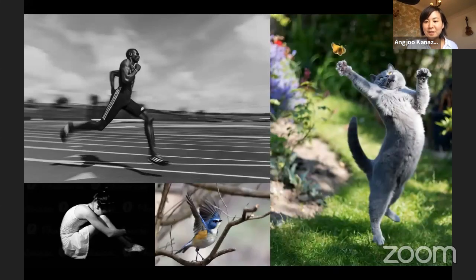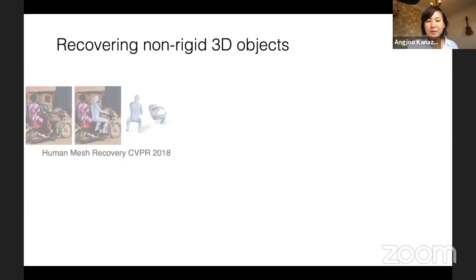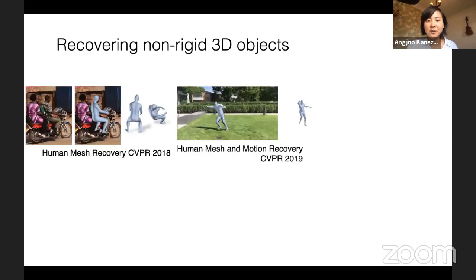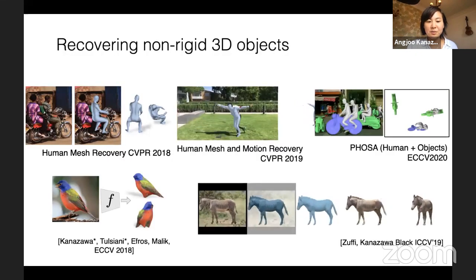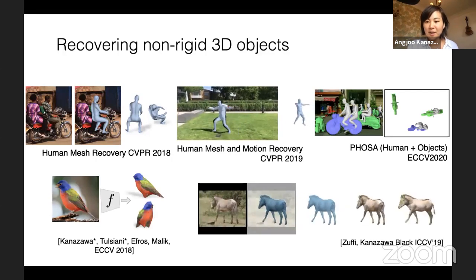Here's another picture of a cat that is using its body to hunt. And in all of these instances, these objects take a particular different shape because they deform as they move around. And this is why capturing the deformation of these objects is directly related to understanding their intent and their action in the world, which I think is quite interesting, exciting. And so much of my work revolves around recovering non-rigid 3D objects from images and videos, such as humans and animals. More recently, we have this work on humans and objects.